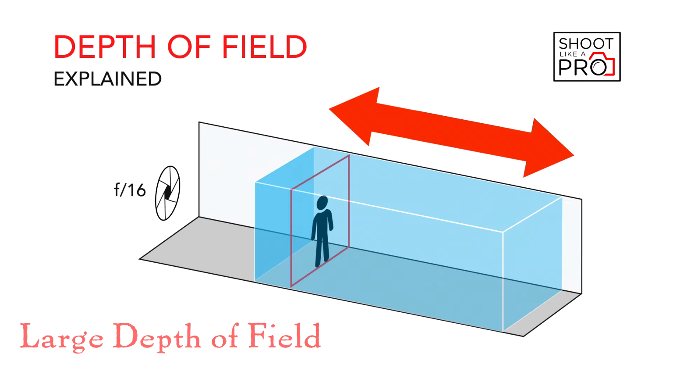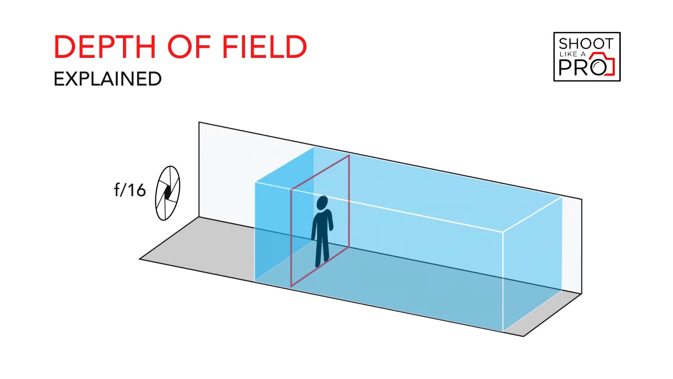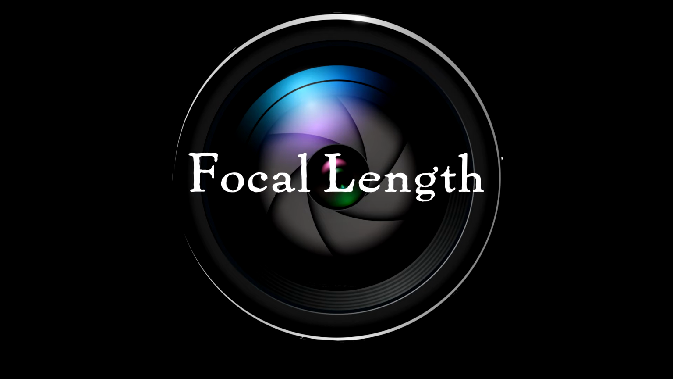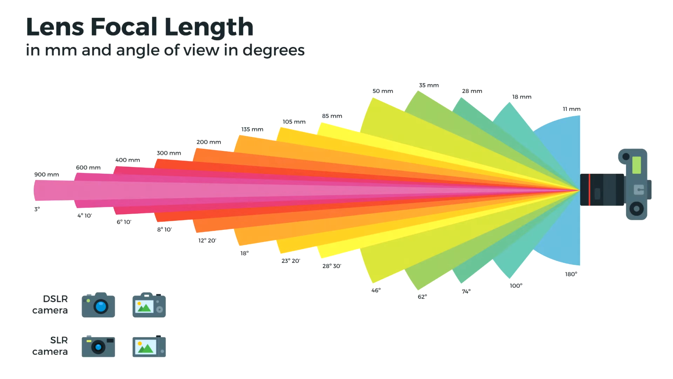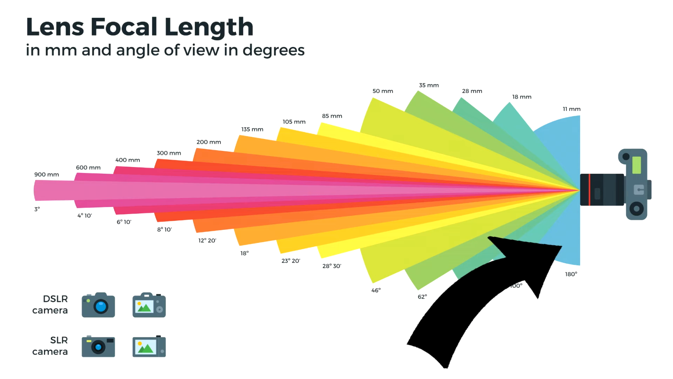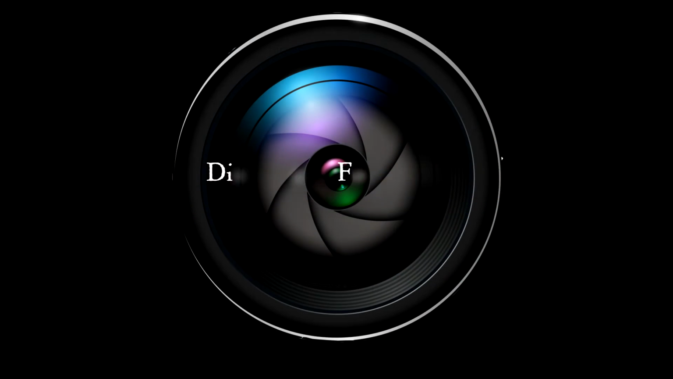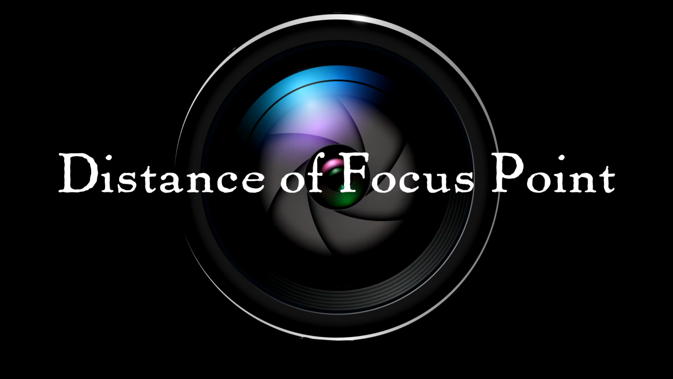You change the feel of the image by simply changing the aperture or f-stop number. Second is focal length. This one's pretty simple. On any lens, the more zoomed in you are on your subject, the shallower the depth of field can be, or the smaller the depth of field can be. The wider the lens is zoomed out, the longer the depth of field can be, or the larger the depth of field can be. Third is distance of focus point.